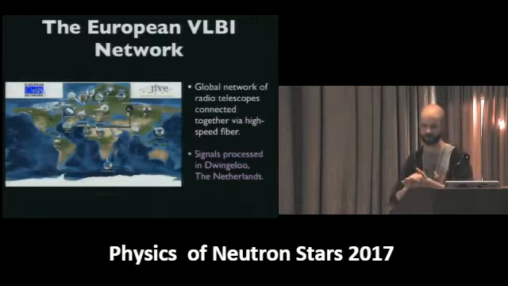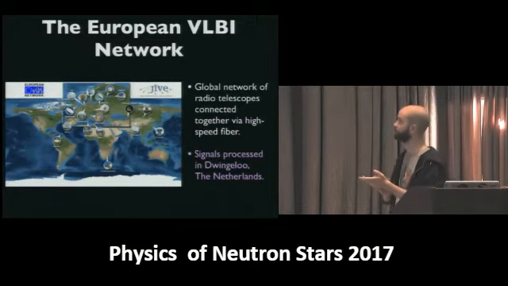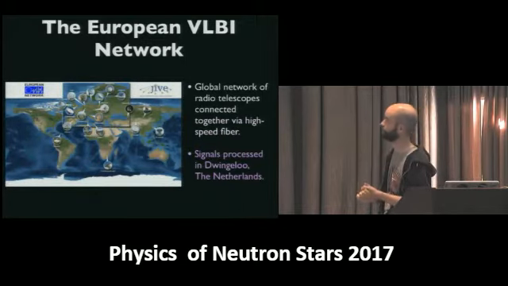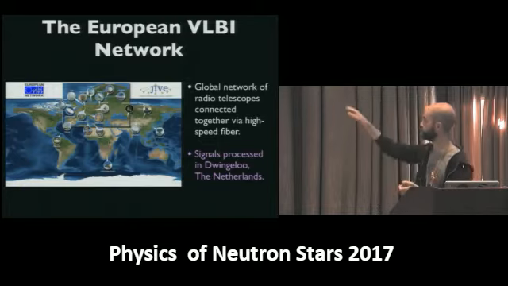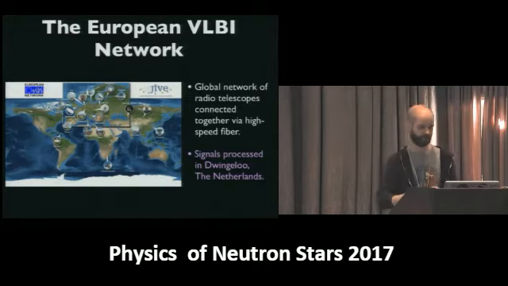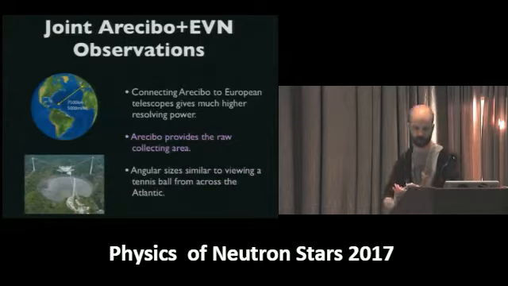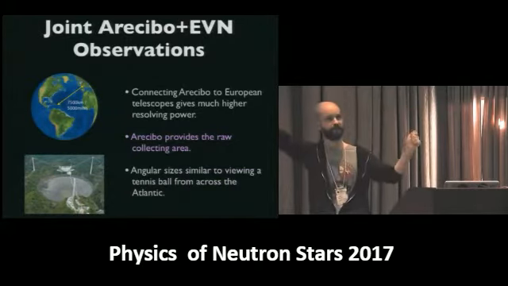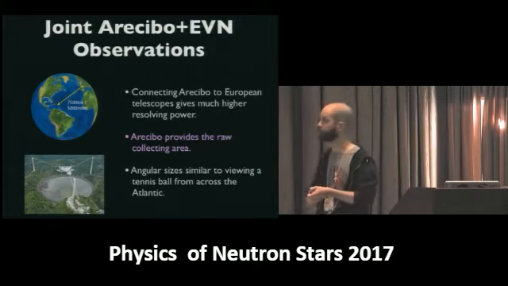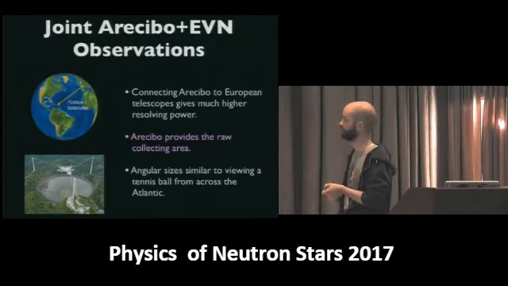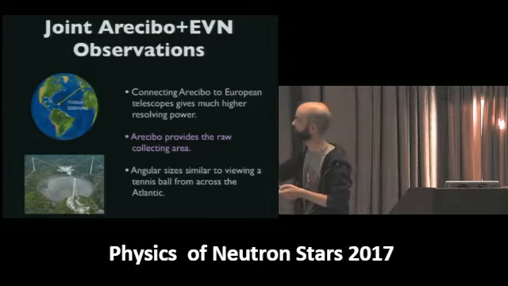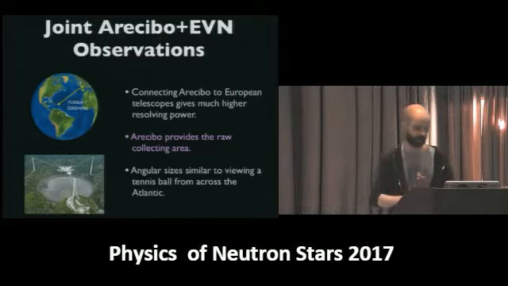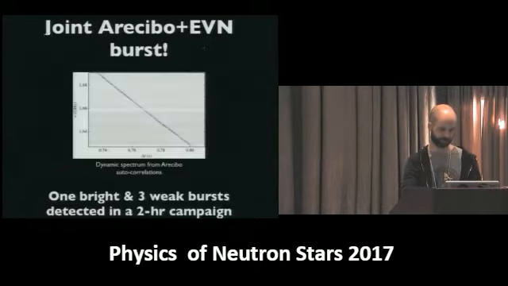We did this using the European VLBI network, which is a network of radio telescopes spread across the world, including also in Russia, of course, and including Arecibo as well. All of those data are correlated in Dwingeloo in the Netherlands, which is a very, very small place with a lot of data coming into it. So we did joint observations using Arecibo, not only because this gives a very long baseline, a very large separation between telescopes, which gives the necessary angular resolution, but also because Arecibo provides the raw collecting area that one needs to detect weak bursts.